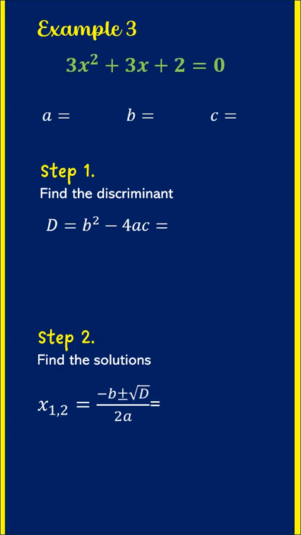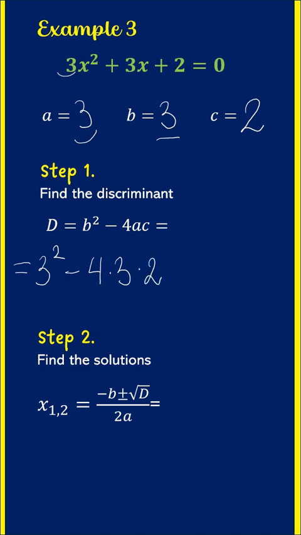Well, 3x squared plus 3x plus 2 equals 0. Coefficient of x squared equals 3. Coefficient of x equals 3, and coefficient c equals 2. Now we can find the discriminant. Discriminant equals b squared, so it is 3 squared minus 4 times a, which equals 3, times c, which is 2. It would be 9 minus 6 times 4, 24. 9 minus 24 equals negative 15.